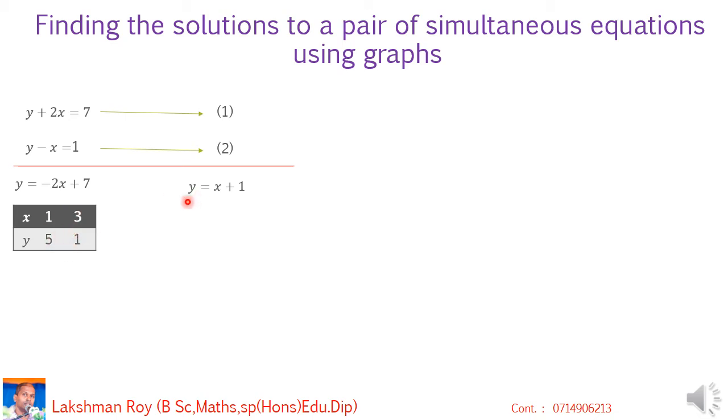So if you move to this function, right? So same way I put the x coordinate as 1 and 3 and substitute here x as 1, then you get 2, then x is 3 here, then you get 4, right? So these are my coordinates.